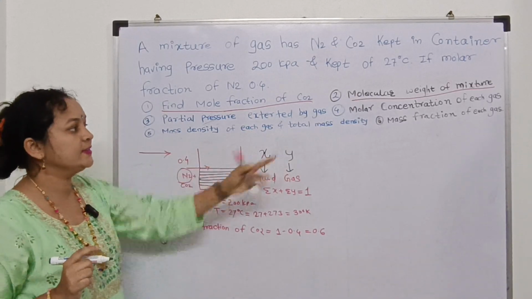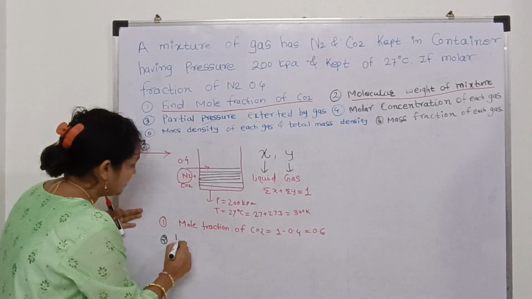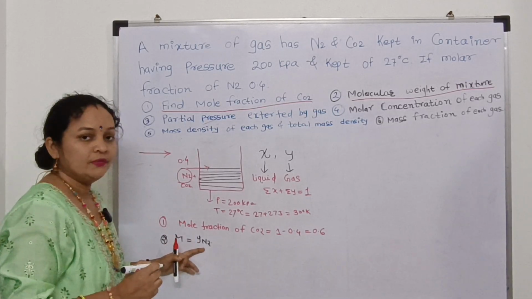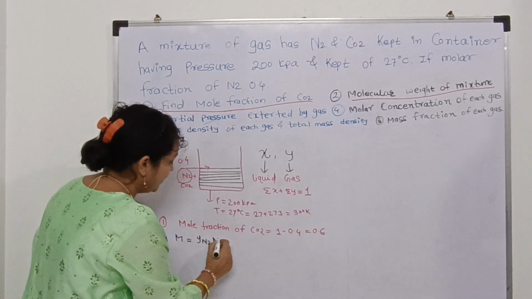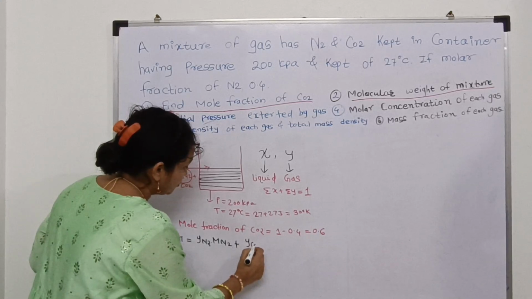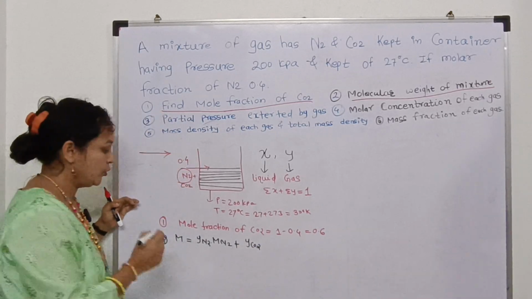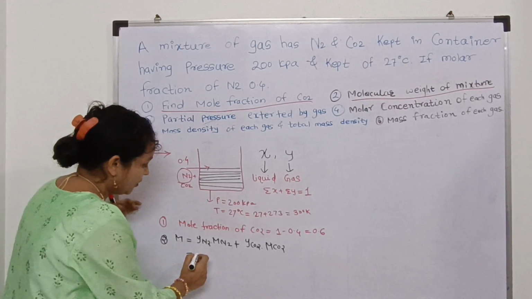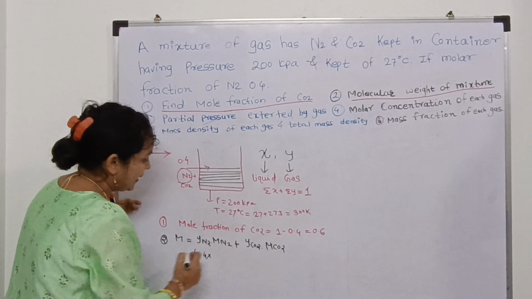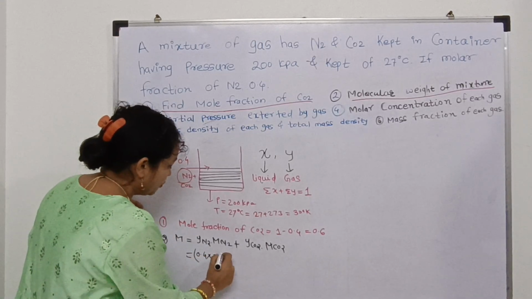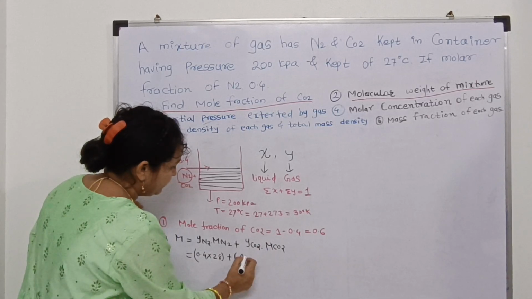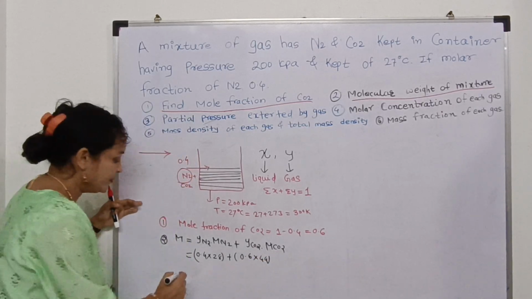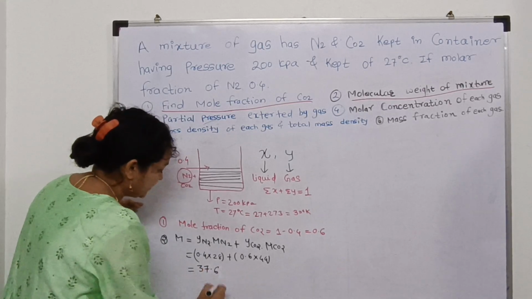Let's start the calculation of the second, that is the molecular weight of the mixture. It is calculated by M is equal to Y of N2, meaning the number of moles of nitrogen gas, multiplied by the molecular weight of nitrogen, plus Y of CO2, meaning the fraction occupied by the CO2 molecules, multiplied by the molecular weight of CO2, right? The mole fraction of N2 is already given, 0.4, multiplied by the molecular weight of N2, which is 28, plus the mole fraction just calculated, 0.6, multiplied by the molecular weight of CO2, which is 44. Whenever you calculate this, you get the answer 37.6.